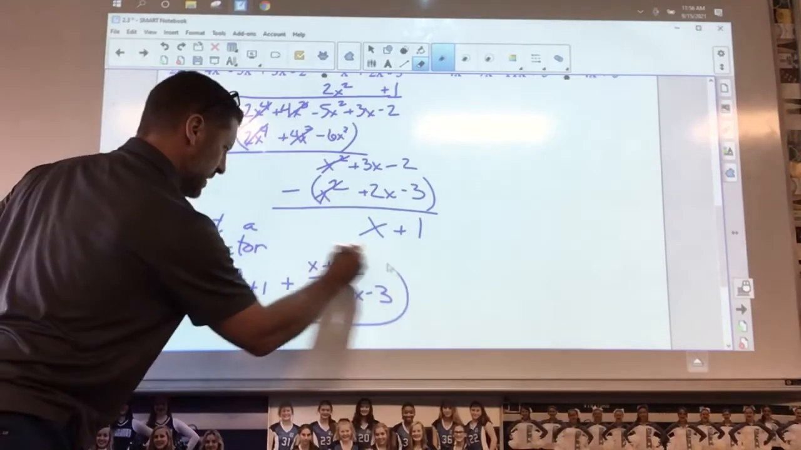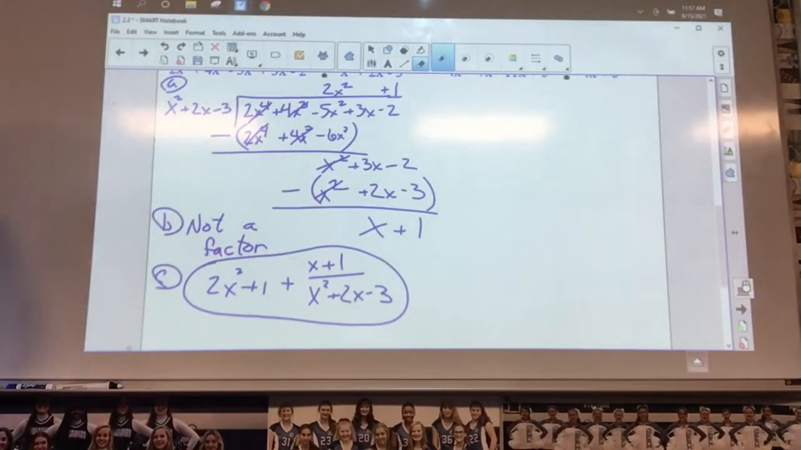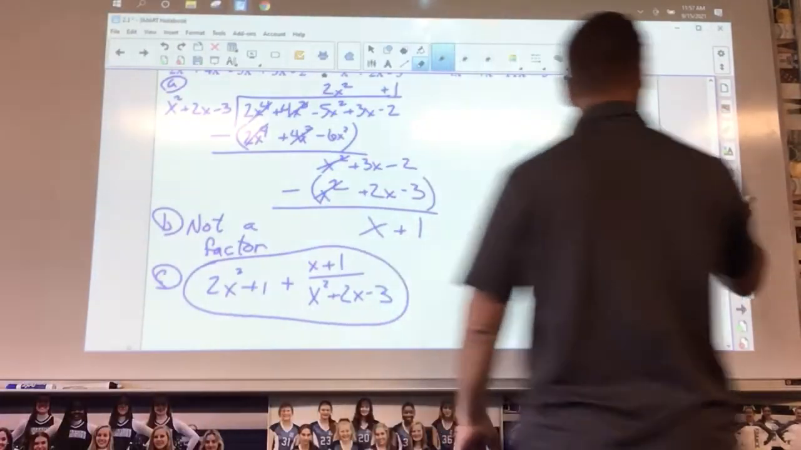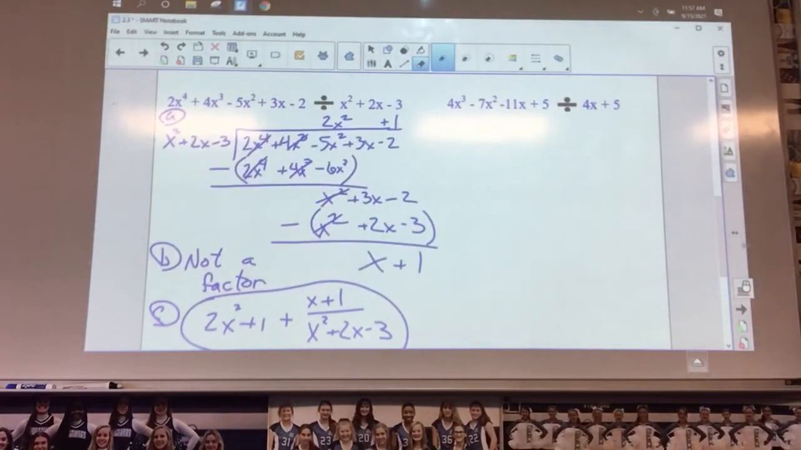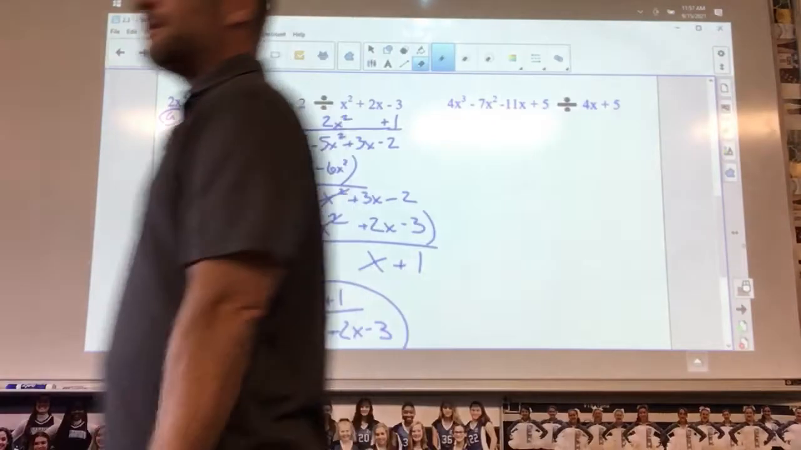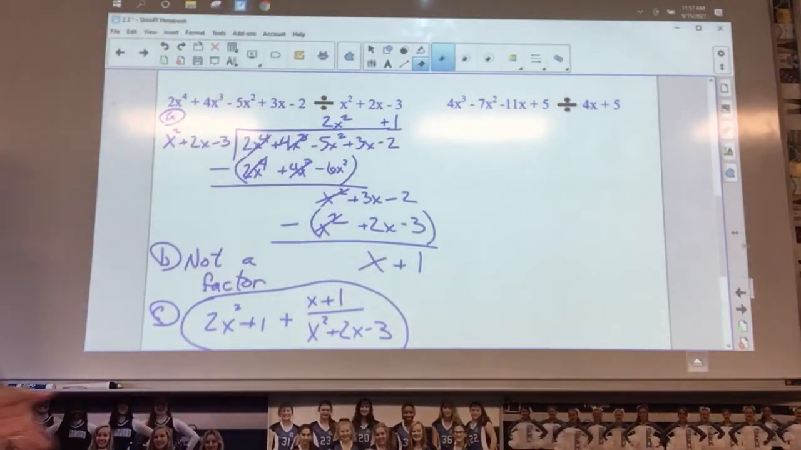All right, we're gonna put one more on this video, and then I'm gonna skip to the next video. So I'm gonna divide 4x cubed minus 7x squared minus 11x plus 5 by 4x plus 5. There's a number in here that says don't synthetically divide, because of the 4x. So I got long division again.